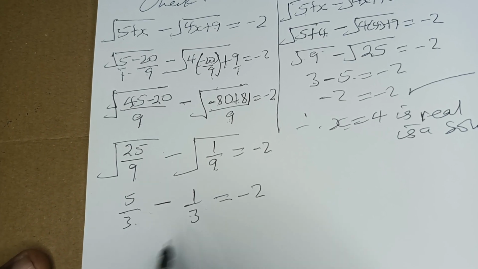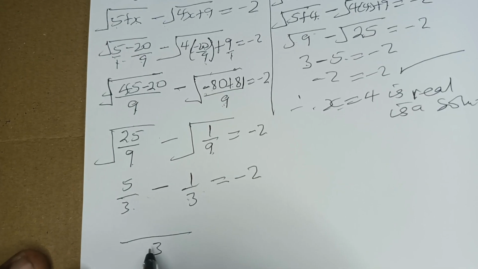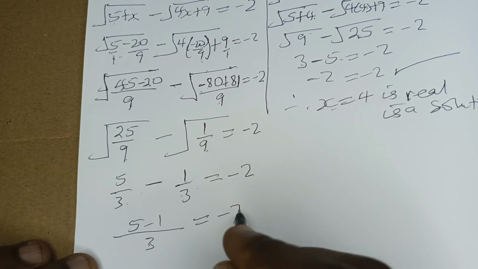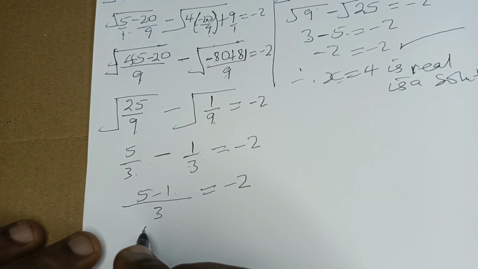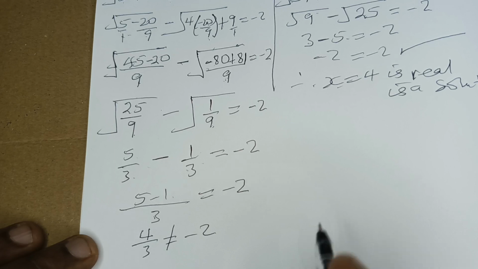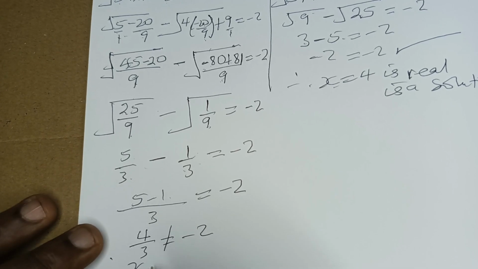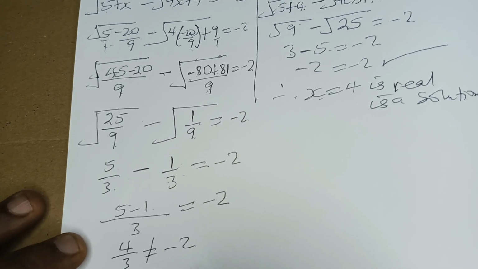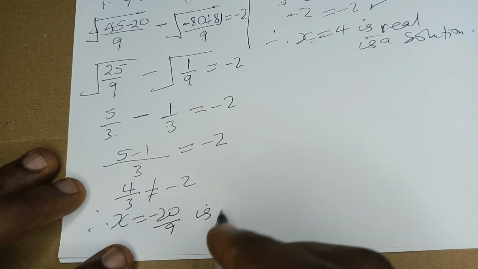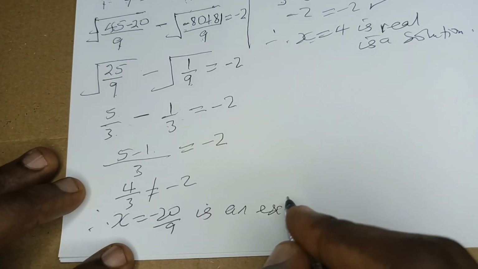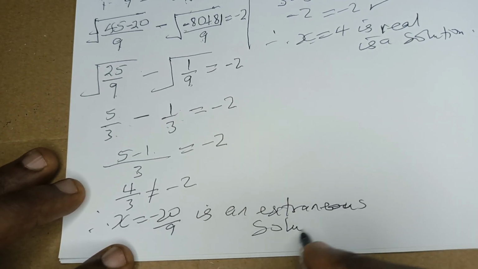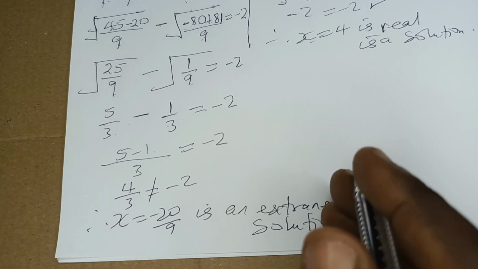We have common denominators, so we can bring that together. 5 minus 1, that should be 4. So we have 4 over 3 is equal to minus 2. Is that equal? It's not equal. So therefore, x is equal to minus 20 over 9 is an extraneous solution.